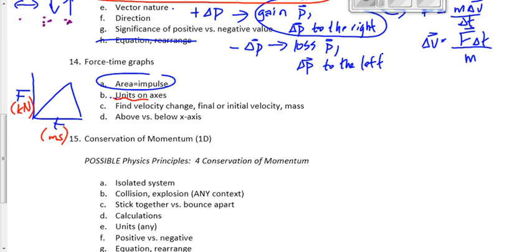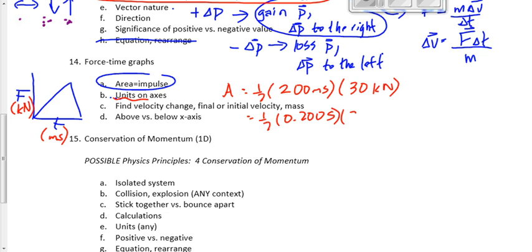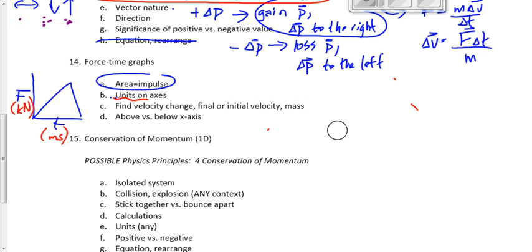Okay, if your area is 1/2 of 200 milliseconds times 30 kilonewtons, then what I want you to do is change that. Make it 1/2 of 0.200 seconds times 30,000 newtons. Make sure you're in standard units when you're calculating that area. Area equals impulse, make sure you're in standard units. Once you find the area, well, you've got the impulse.